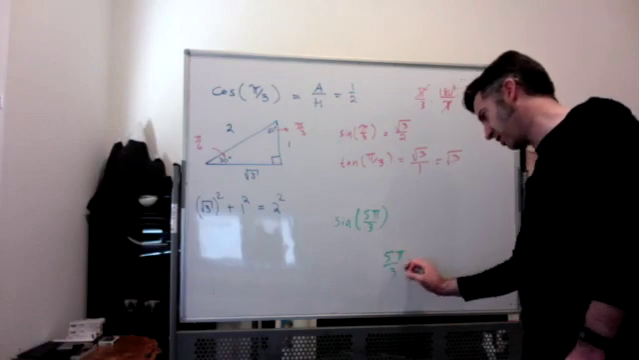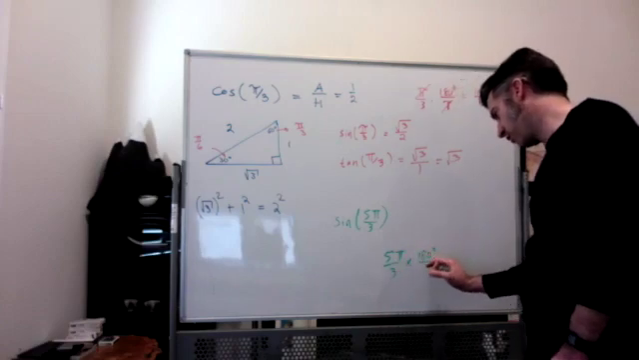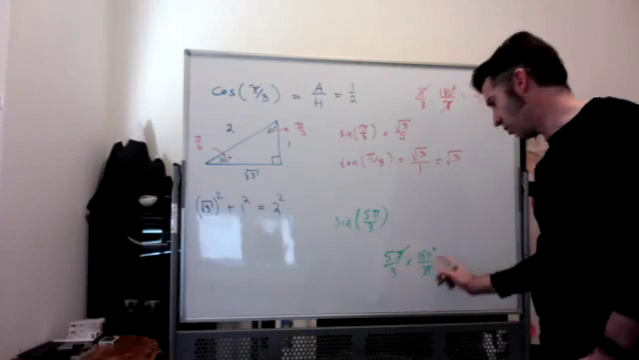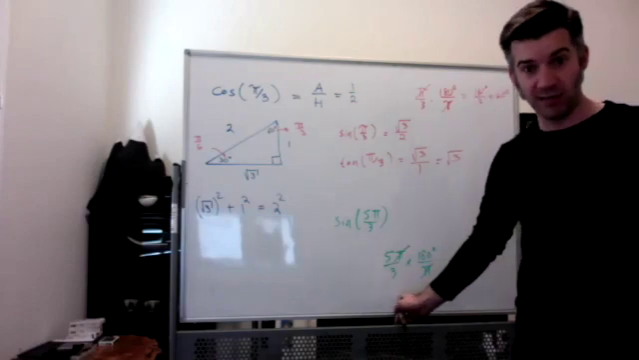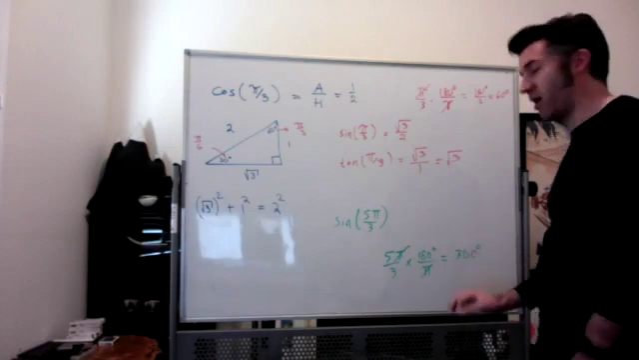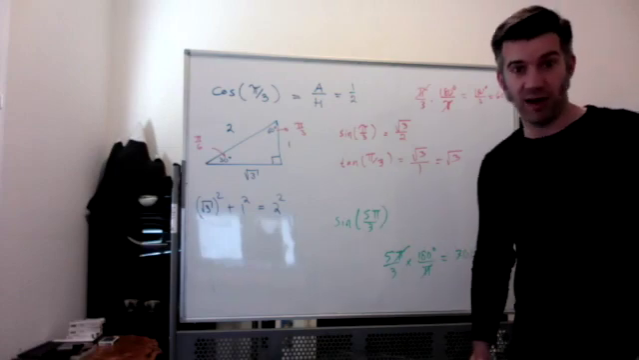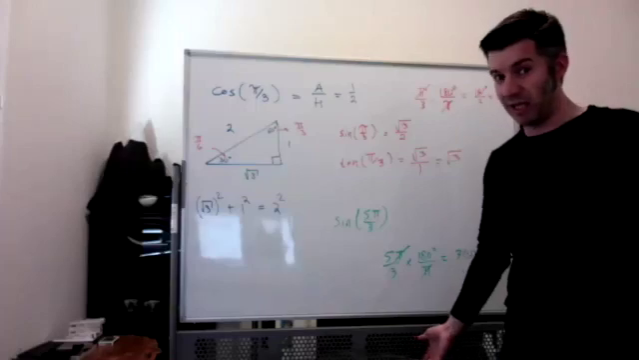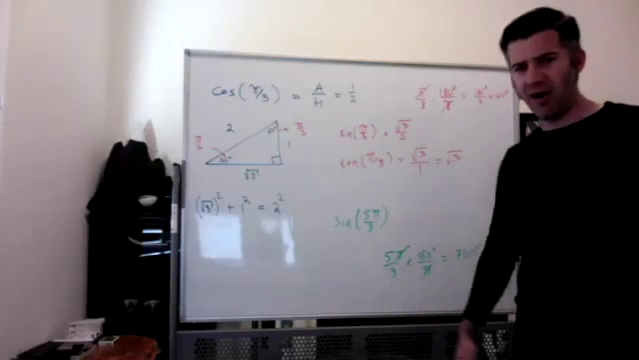5 pi over 3 times 180 over pi. 180 divided by 3 is 60, and 5 times 60 is 300. I don't know any triangles that have a 300-degree angle in them, right? Because the angles will have to add up to 180. So how do I do this?